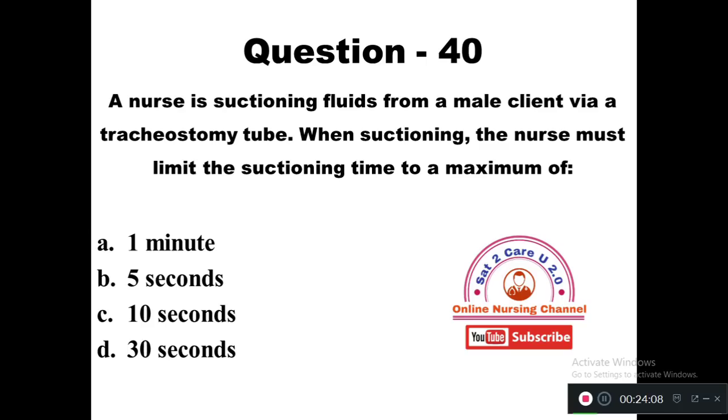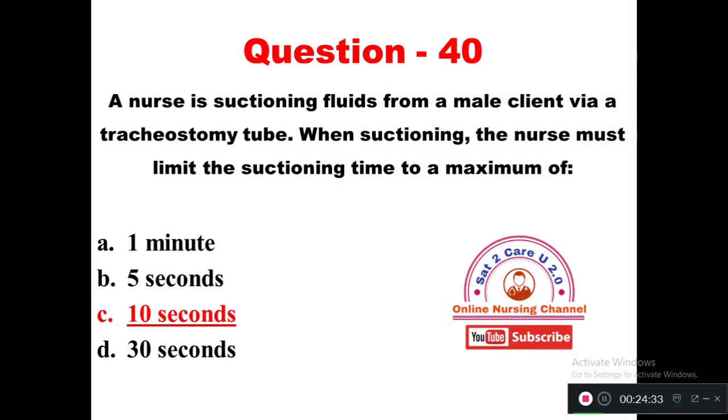When suctioning, the nurse must limit the suctioning time to a maximum of option A, 1 minute, option B, 5 seconds, C is 10 seconds, D is 30 seconds. So the maximum time for suctioning allowed is option C, 10 seconds. Question number 41.